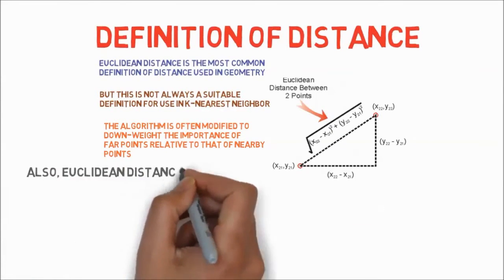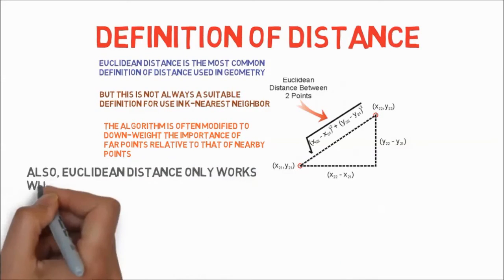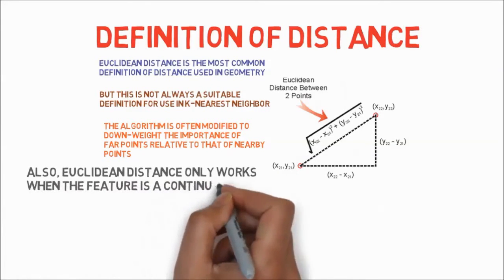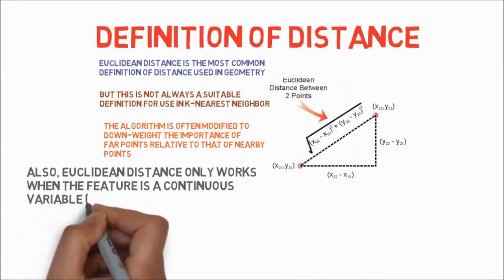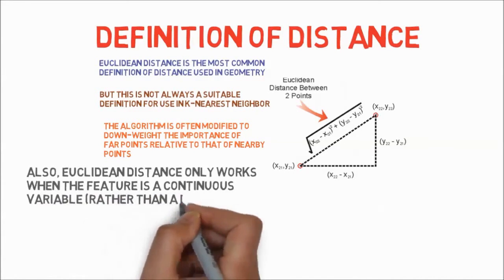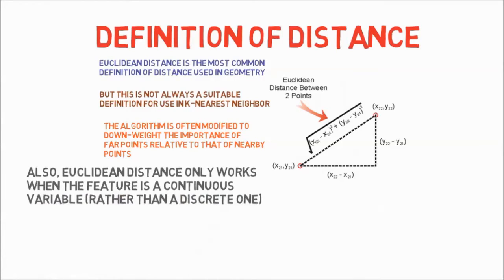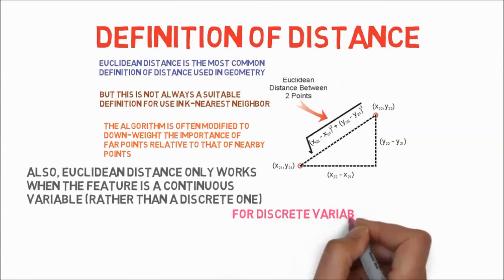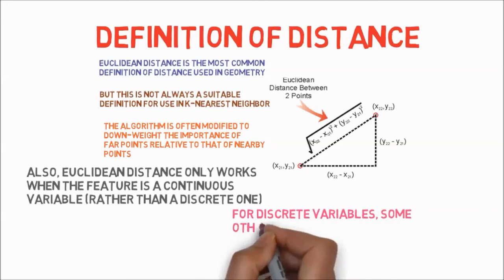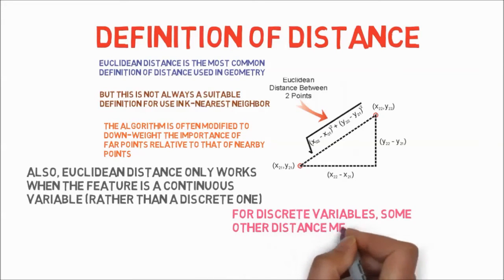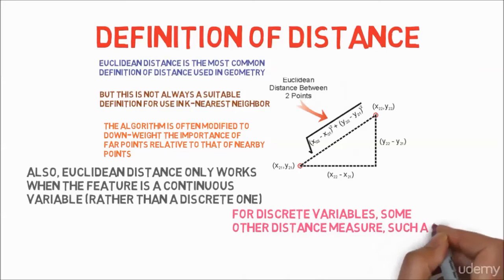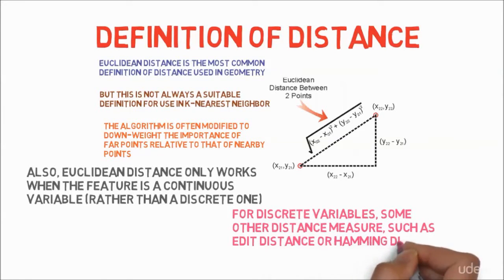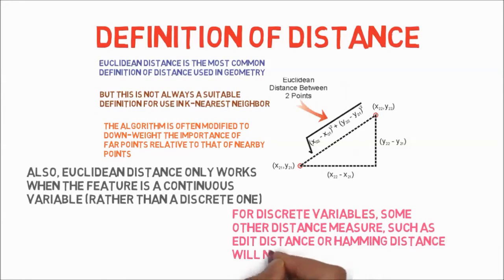Also, Euclidean distance really only works in the case of continuous variables. So if your feature vectors are made up of variables that are continuous, then you can use Euclidean distance. But if they're made up of variables that are discrete or categorical, then Euclidean distance doesn't work. Letters or words or colors are examples of variables that are categorical or discrete. In the case of discrete variables, you could use a distance measure like the edit distance or Hamming distance.